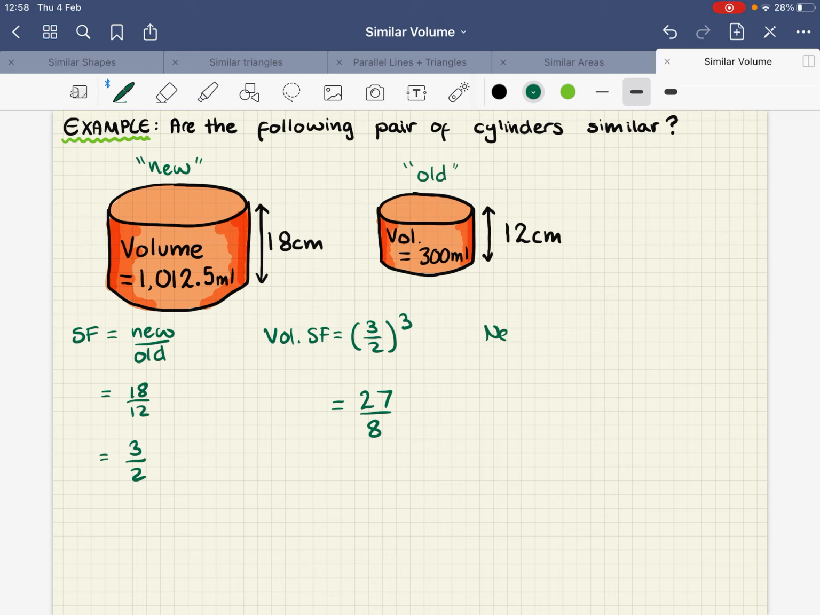So then my new volume, I take my volume scale factor, multiply it with the old volume, which is 300. Make sure you definitely pick the old one. And then that comes out as 1,012.5, and it'll be in milliliters. And one thing, don't get thrown off by the fact it is milliliters. Liquid volume units are also part of volume. So here we can see my answer has come out the same as what we were told the volume was. So that means they are similar.